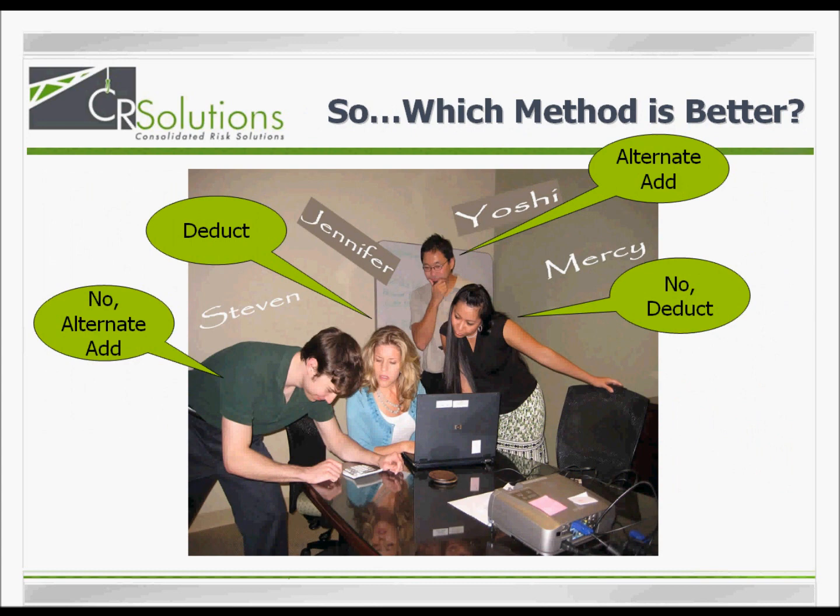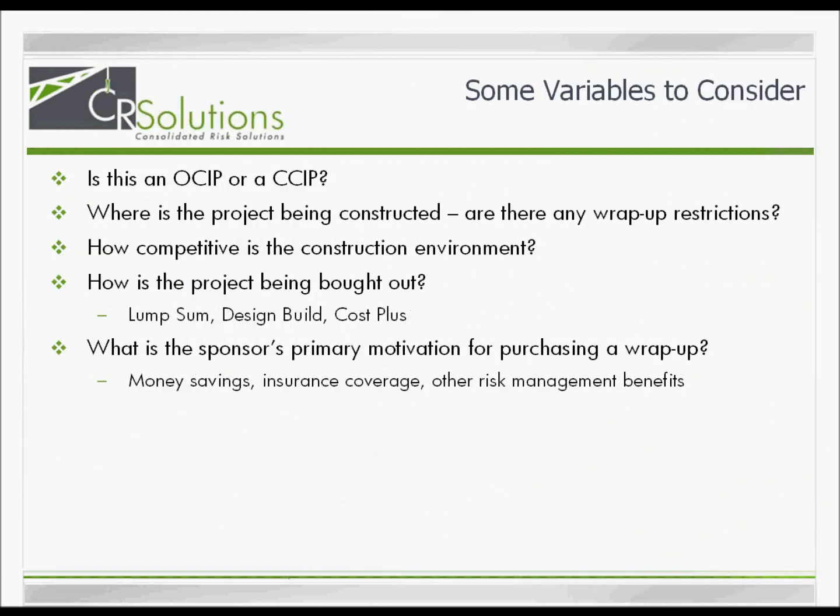Now that we have a working definition of each method, how do we know which method to use? In the wrap-up world, this is probably one of the most discussed and most debated questions. Everyone has their favorite, and there is no one right answer. Each method has its pros and its cons, and these pros and cons are dependent upon several variables. For instance, is the sponsor an owner or a general contractor? An owner may prefer the deduct method to ensure control over the insurance credits, while the GC or CM may opt for an alternate add for ease of administration.